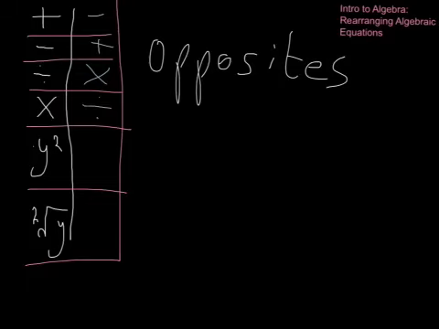Now, here's the tricky one. What is the opposite of square root? Well, the answer is right here, actually. The opposite of the square root of... I just gave away the answer. What is the opposite of squared? The opposite of squared is your square root. And the opposite of square root is squared.